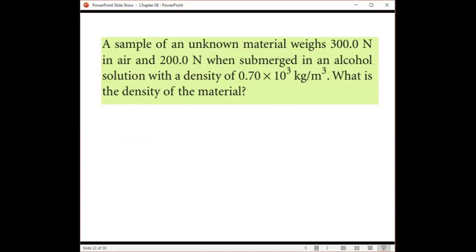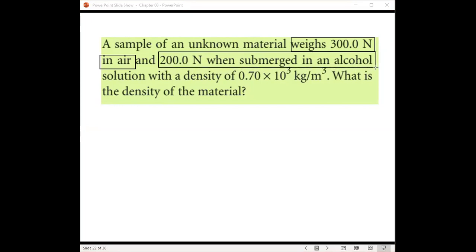Now I'll ask you about the idea of this problem. Number one, a sample of unknown material weighs 300 newtons in air. In air? Yes. This is the real weight, because you will solve this in homework. 300 newtons in air, and 200 newtons when submerged in alcohol. So this is the apparent weight.